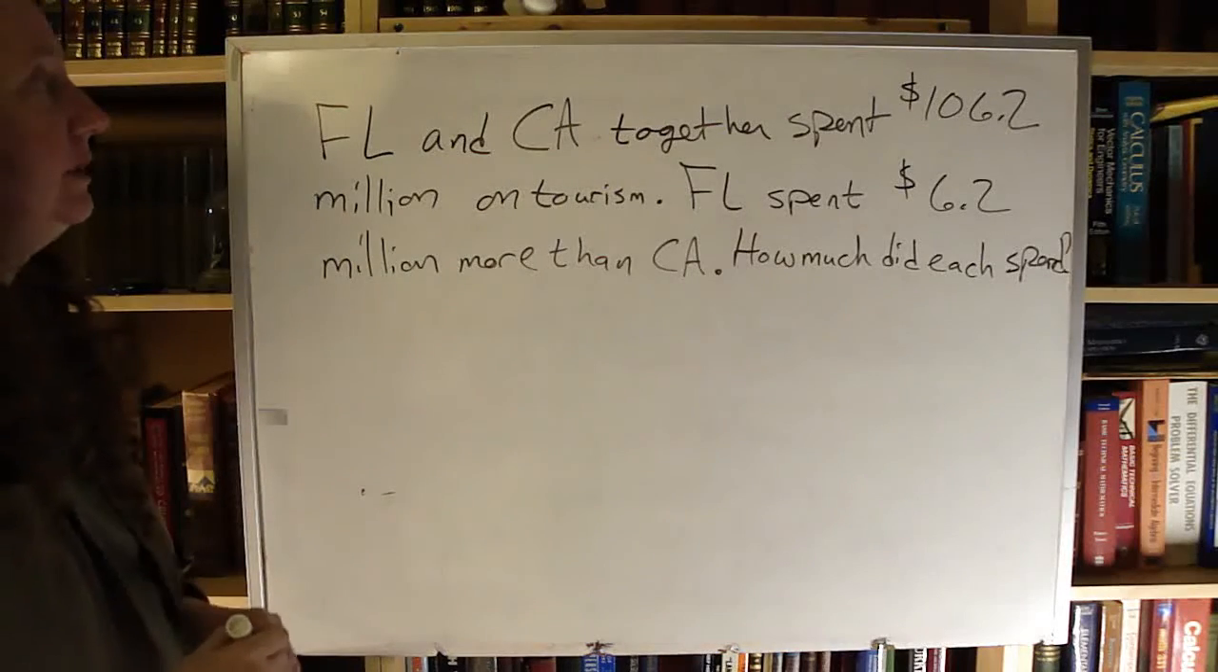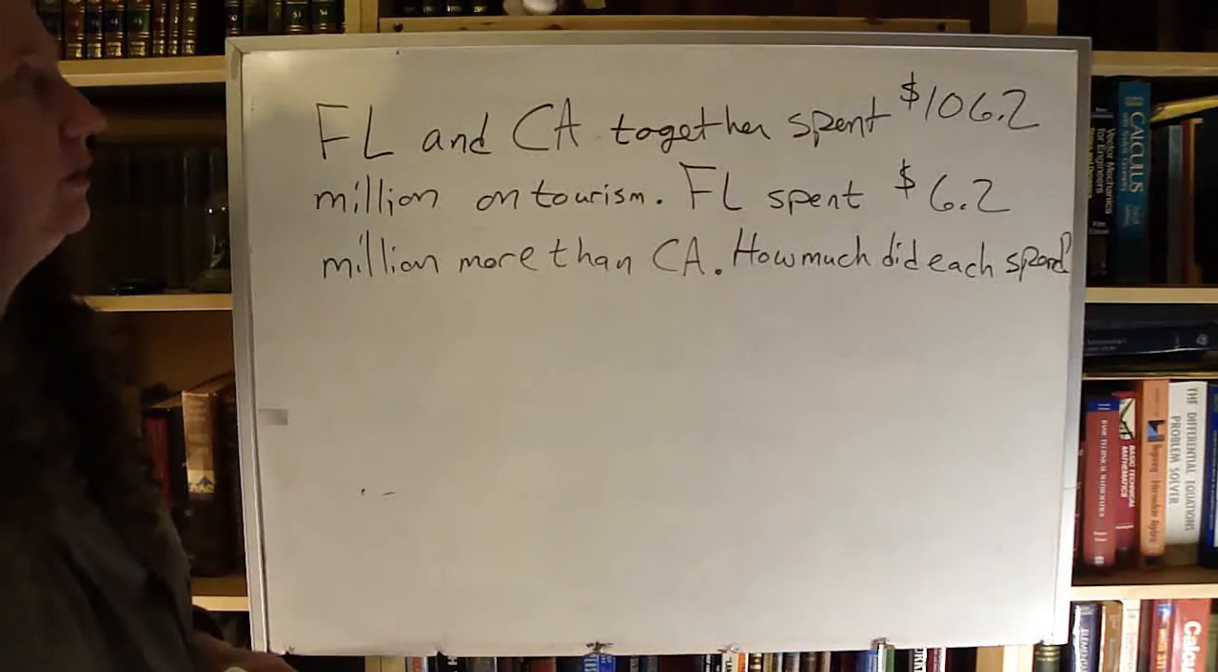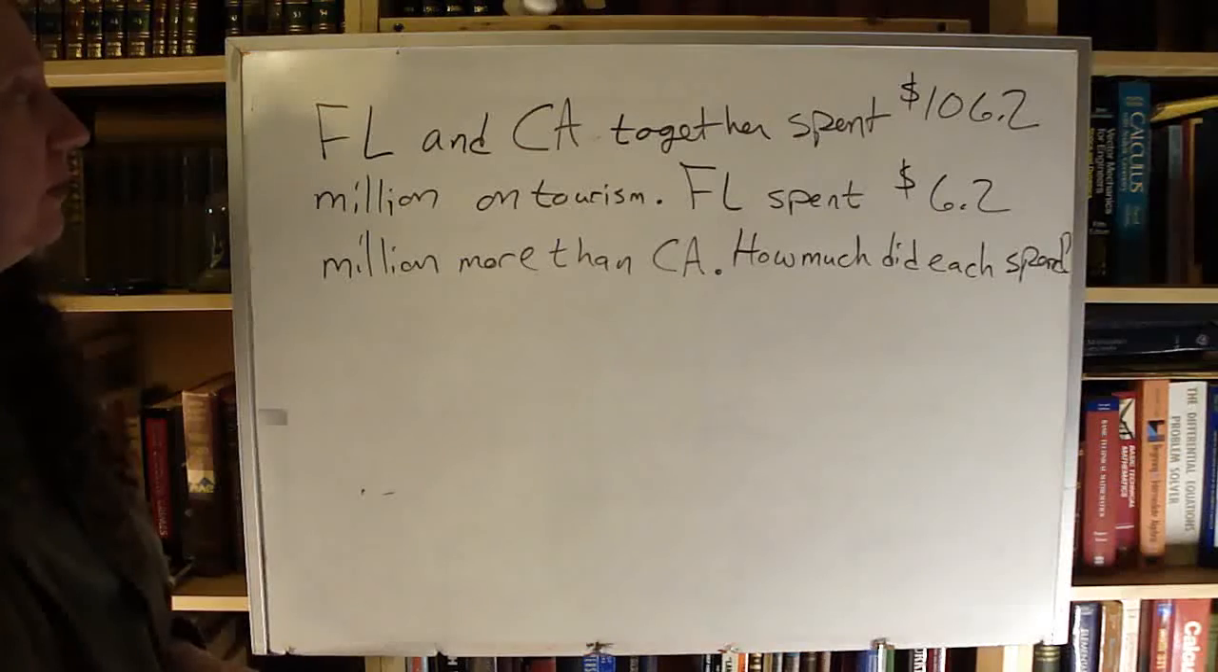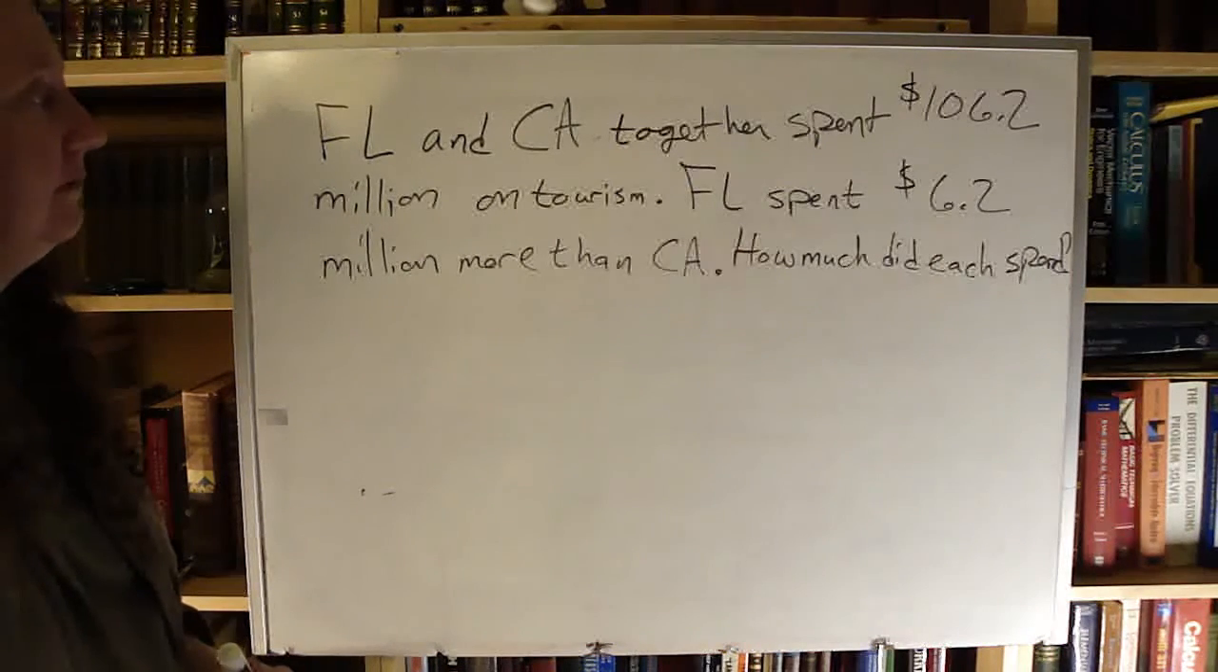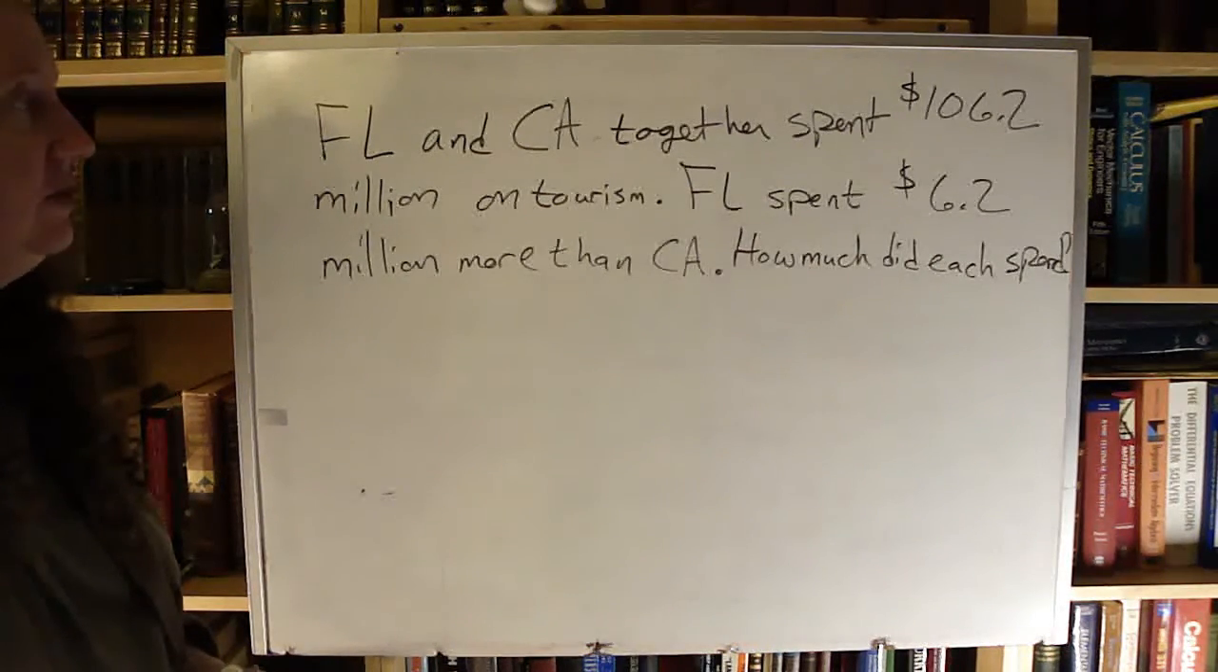Florida and California together spent $106.2 million on tourism. Florida spent 6.2 million more than California. How much did each spend?